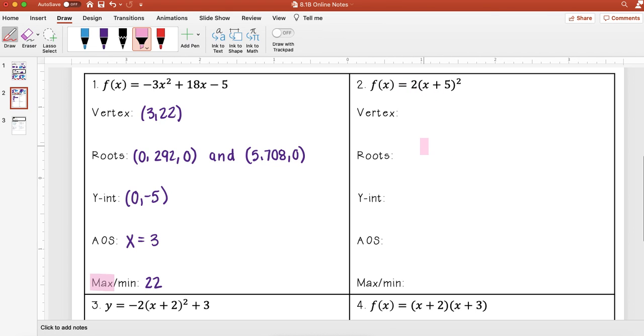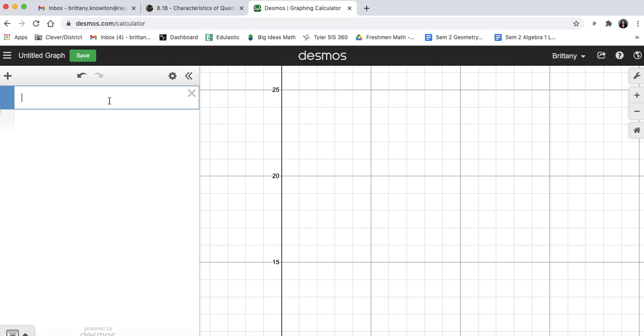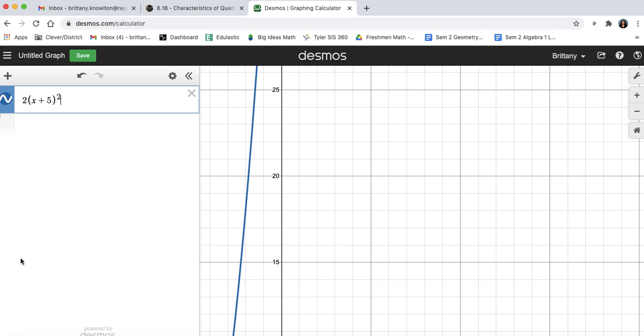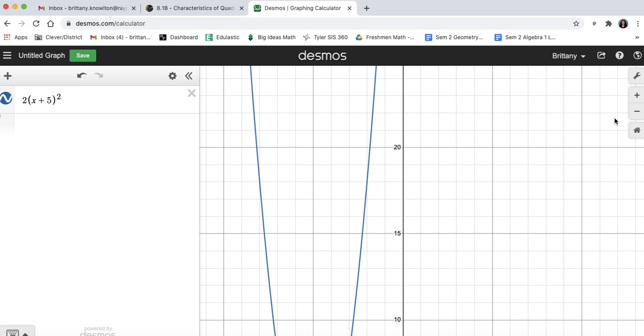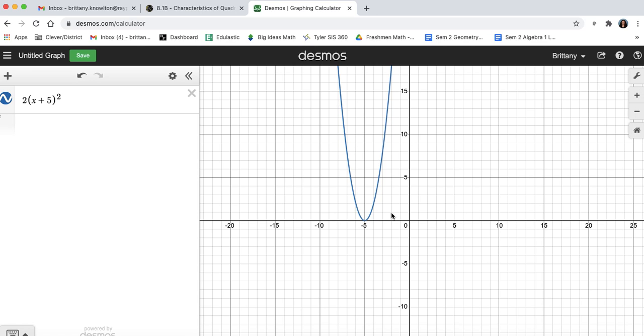Okay, let's try number 2 now. So I'm going to click out of that. And for that one, I have 2x plus 5, squared. Now I see it's really not zoomed in correctly. You can click on this plus or minus to get where you want.